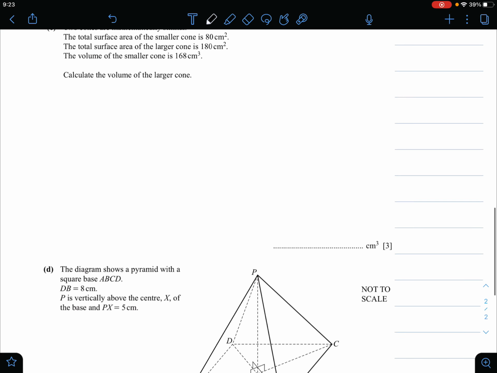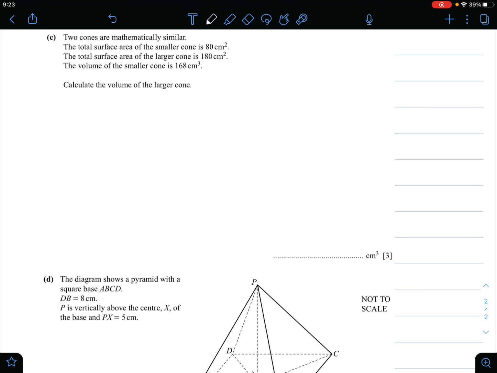But you should keep one thing the same: either the smaller shape's volume and area both go in the numerator, or both of them go in the denominator. That has to be the same. So the surface area of the smaller cone, which is 80 centimeters square, divided by the surface area of the larger cone, which is 180 centimeters square, is equal to the volume of the smaller cone, because we are keeping the smaller cone in the numerator. So the volume of the smaller cone, which is 168 centimeter cube, divided by the volume of the larger cone that we need to find.